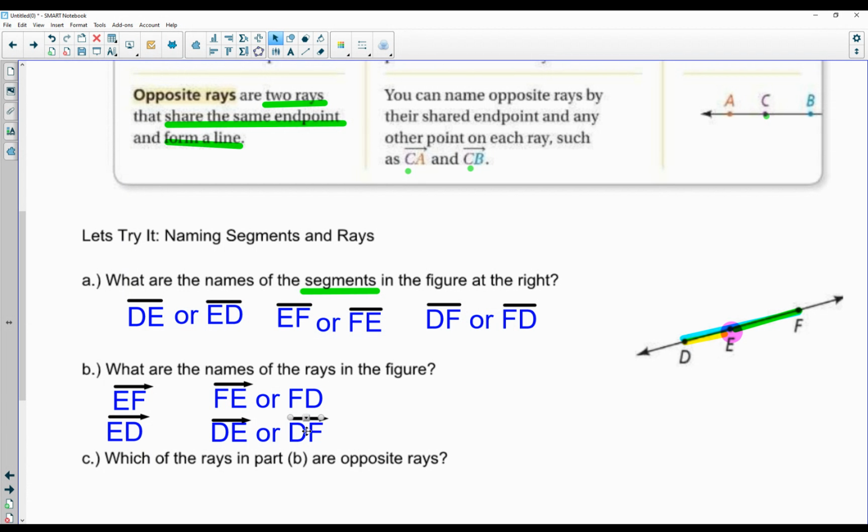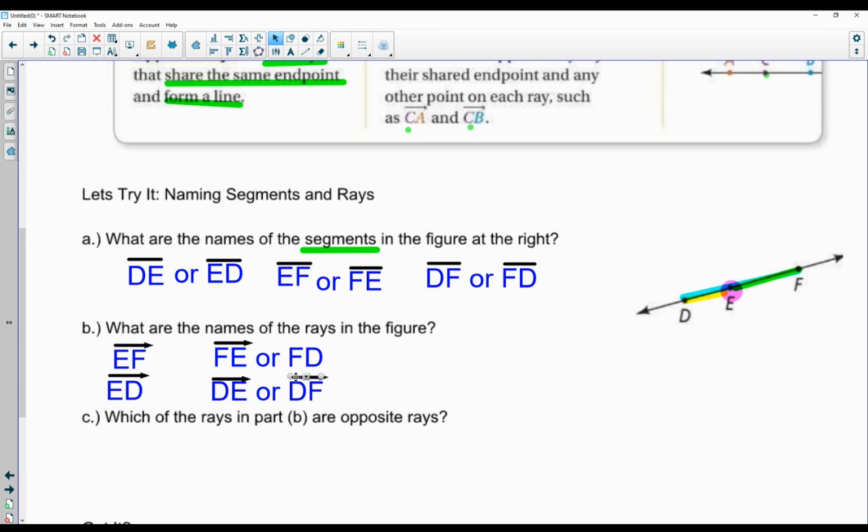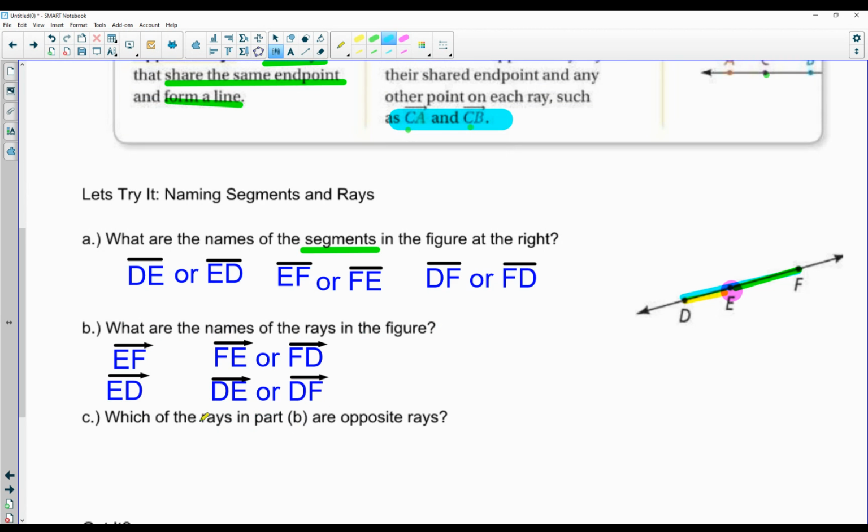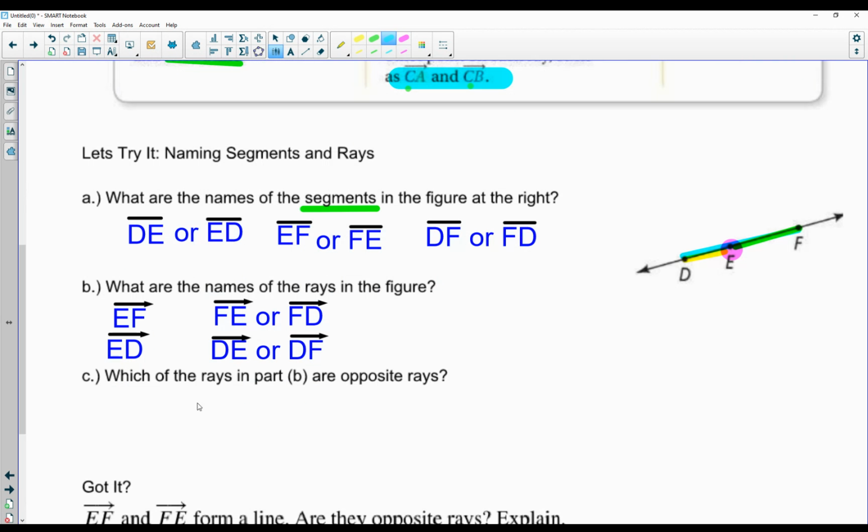Which of the rays in part B are opposite rays? So look at what we have here. So we're going to look at part B, and which ones are opposite rays? Remember, if they're opposite rays, they have to share the same endpoint. So they have to start at the same endpoint. So let's take a look here. Which starts at the same endpoint? Oh, and actually, we have it right here, right?